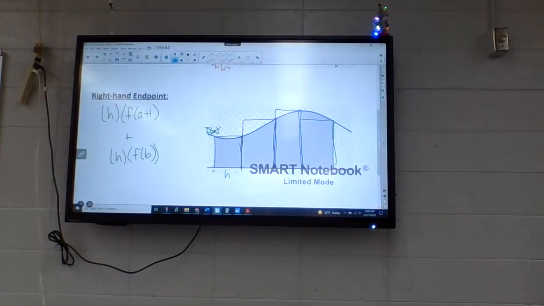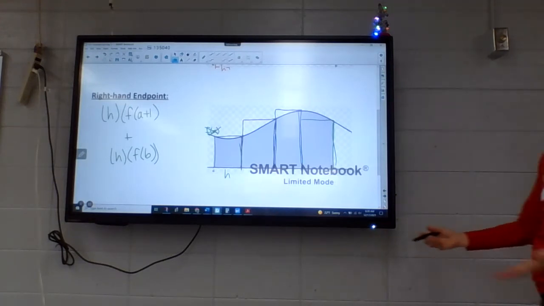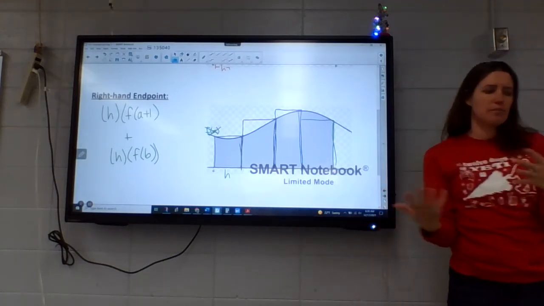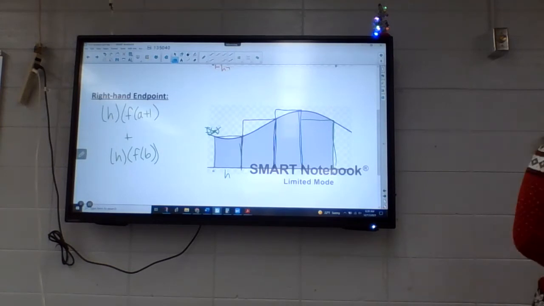Just understand, that was a little bit of a confusing point for me. I was like, why are we throwing out one of them? And then once I saw it visually on a graph, it made a lot more sense to me. So I'll show you guys that on our example here on the back side.